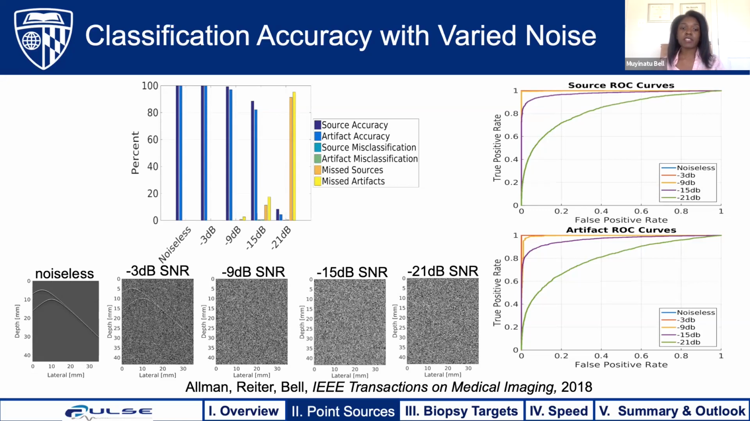The associated ROC curves show the same trend for sources on the top and artifacts on the bottom. We achieve perfect classification accuracy for the noiseless case, and then the classification performance starts to degrade as the ROC curves transition farther away from the ideal curve as noise increases.